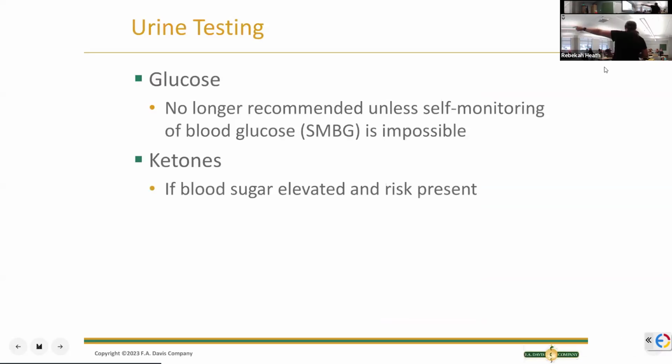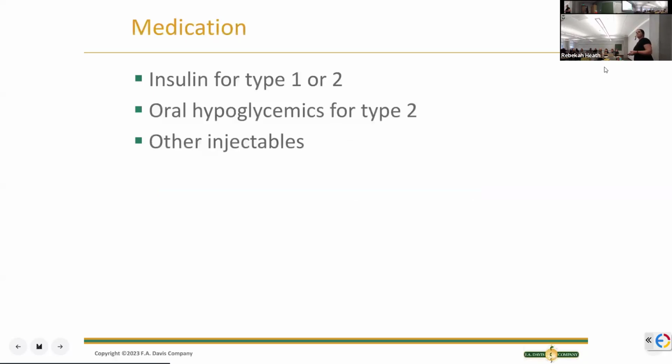Okay, so urine testing. Remember I told you that they used to taste a little bit of people's urine. Aren't we glad we don't do that anymore? But they did develop little dipsticks that would test for glucose in the urine. Now that we have finger stick, we can check serum or blood glucose. They don't usually check glucose in the urine anymore, but we do check for ketones in the urine. So we are going to have our patients learn how to do urine testing for ketones.